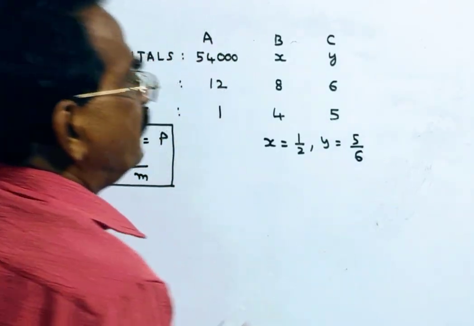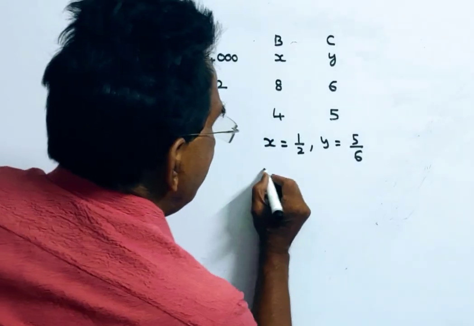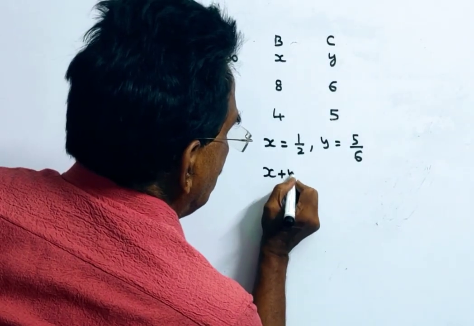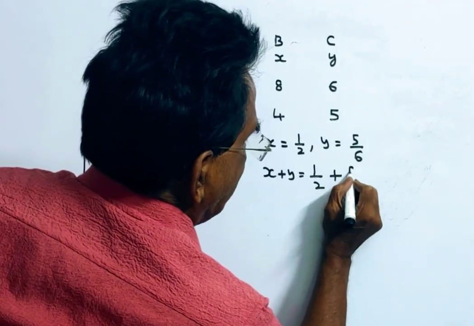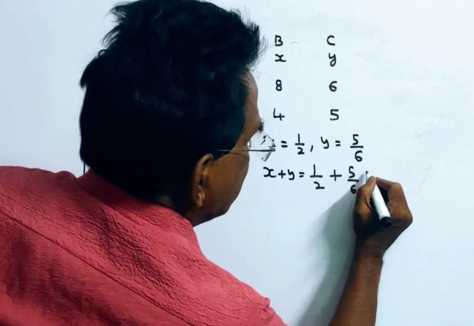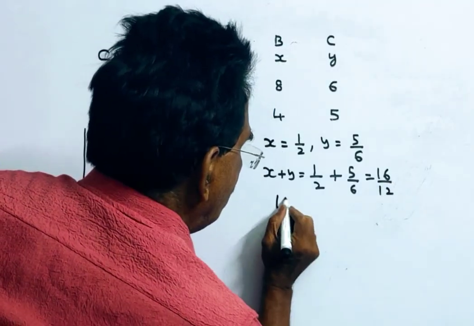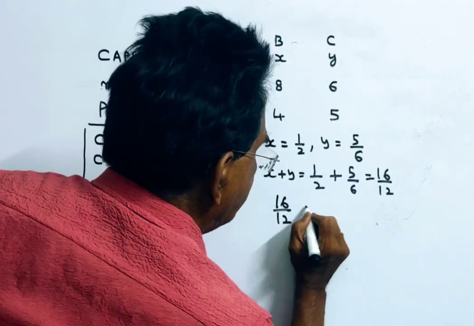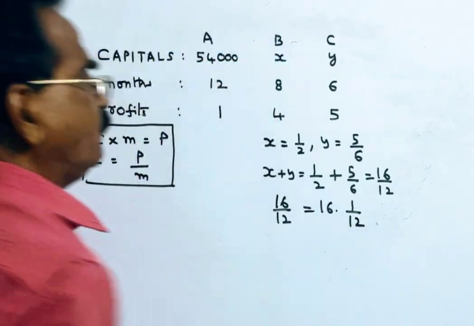Friends, we want the sum of the capitals of B and C. That is, we want X plus Y. X plus Y is equal to 1 by 2 plus 5 by 6, which is (6 plus 10) by 12, that is 16 by 12. So 16 by 12 implies 16 into 1 by 12.